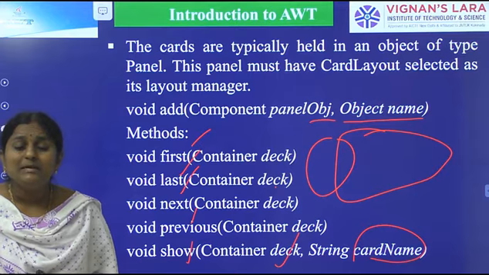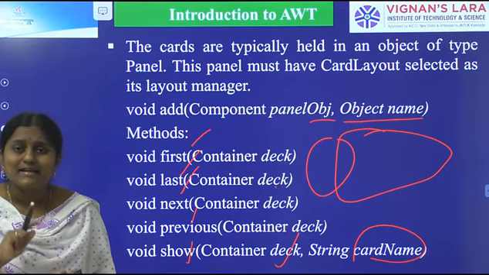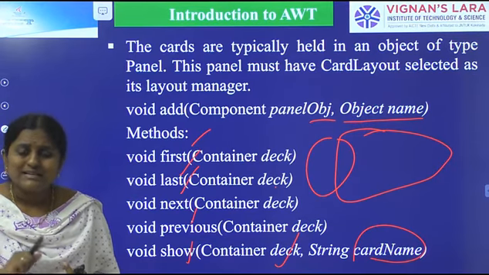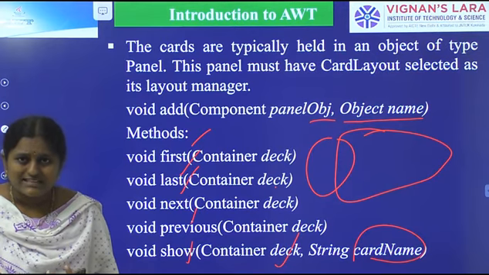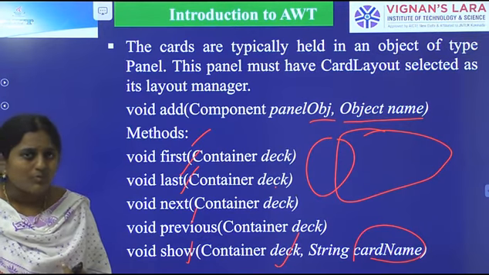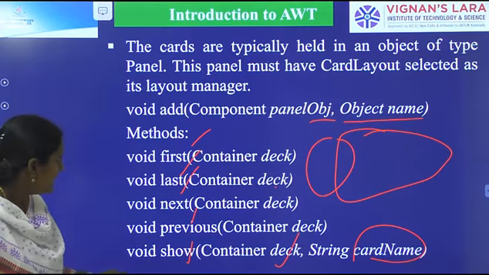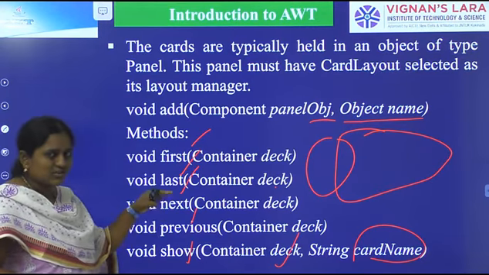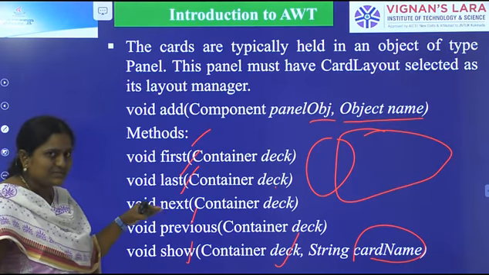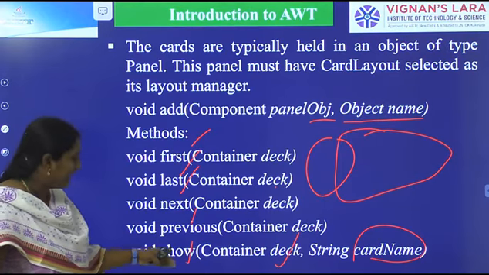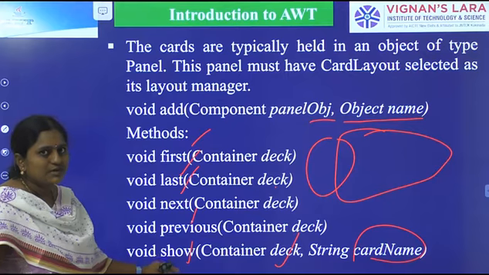Here, each and every component is treated as a card. It is nothing but a collection of cards, simply a deck of cards. Suppose we have to pick one card at a time; these methods will help us. First means the first card is visible. Last means the last card is visible. Next means the next card is visible on the container. Previous means the previous card is visible on the container.